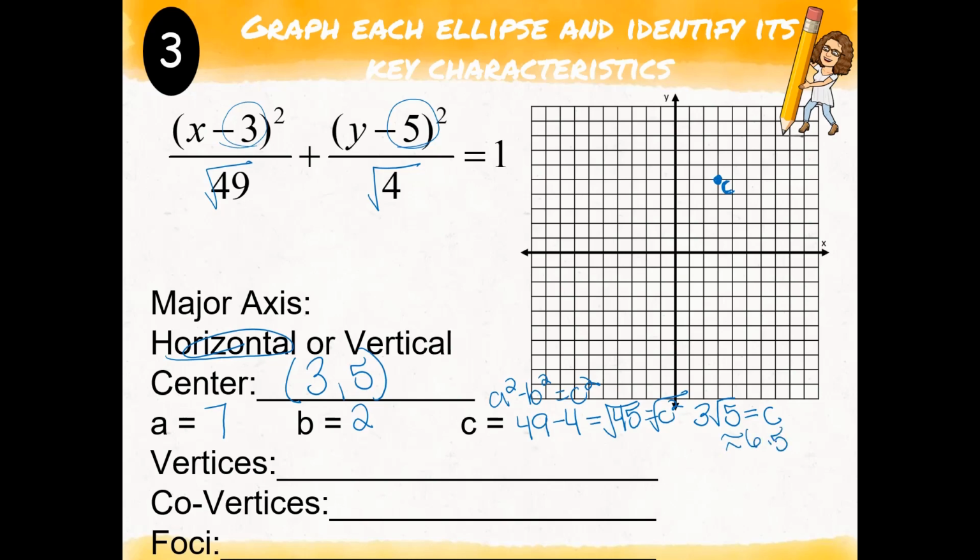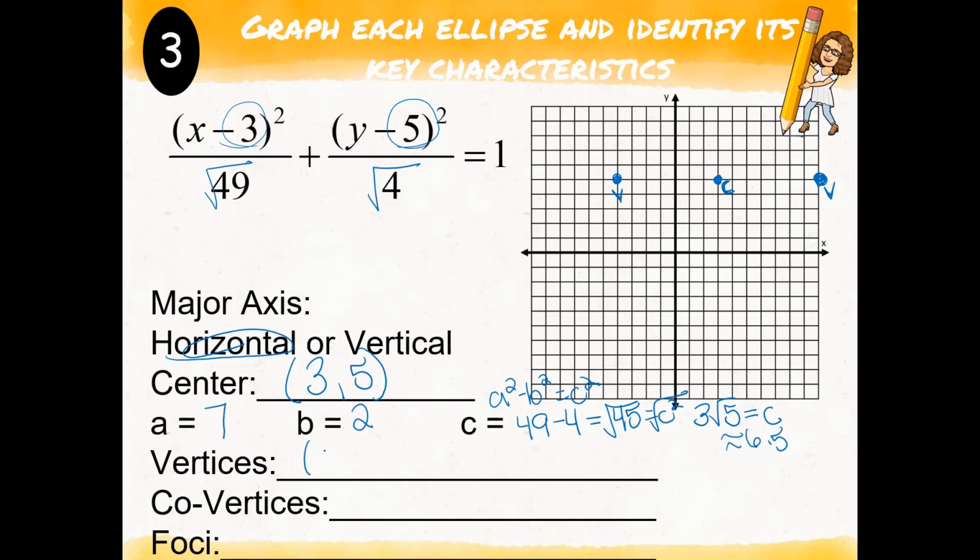6.4, something like that. Now, my vertices, I have to go horizontal, my a value. My a value is 7, so I'm going to go horizontally, so that means left and right, 7 from my center. So on my c here, I'm going to go 7 to the right. 1, 2, 3, 4, 5, 6, 7. Put a dot there, mark it as a vertex. Do the same thing backwards. 1, 2, 3, 4, 5, 6, 7. Put a vertex.